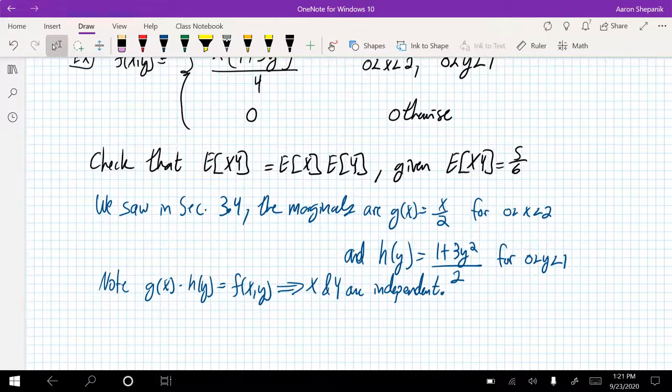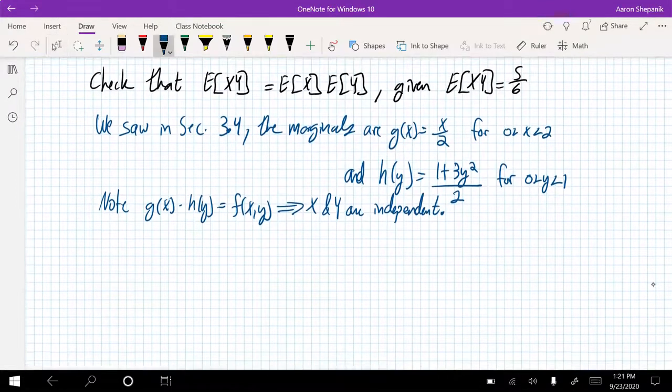Let's just double check to make sure everything's kosher. So we have the left-hand side of our equation, expected value of x times y, is given to us as 5/6. So we need to verify that the right-hand side is also 5/6. If it is not, then something went wrong. Either we made a mistake in our calculus, or these are not actually independent random variables. Much more likely we made a mistake because we've checked the marginals, and we know that they are in fact independent.